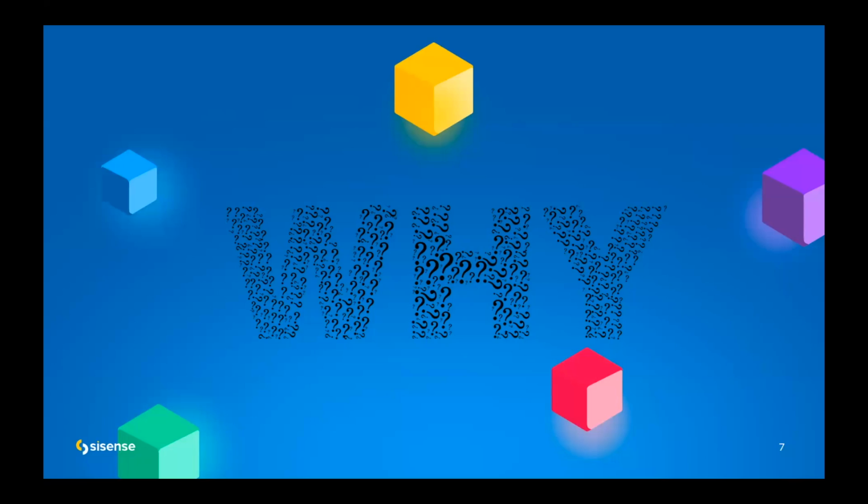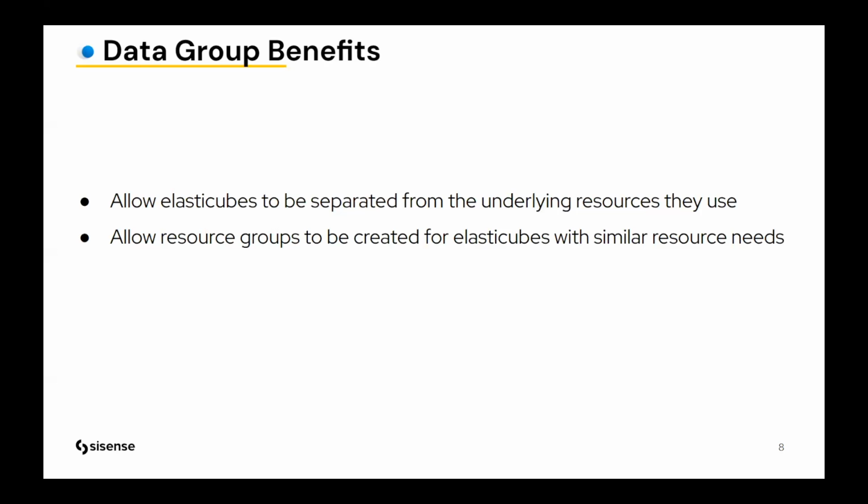Why do we use data groups? Data groups allow ElastiCubes to be separated from the underlying resources that they use. This provides a layer of abstraction. It also allows resource groups to be created for ElastiCubes that have similar resource needs. If you have ElastiCubes that require a lot of resources and some that require fewer resources, you can group them together in separate data groups with separate resource specifications.